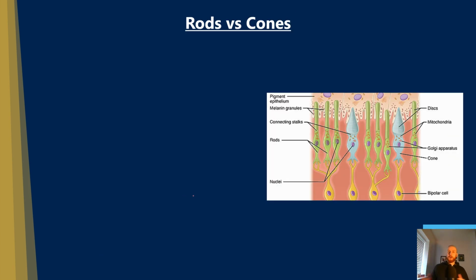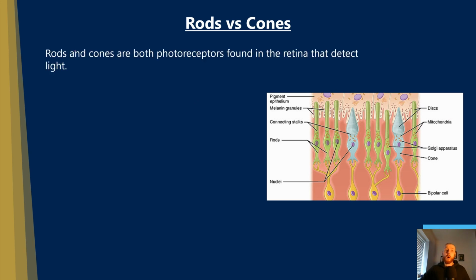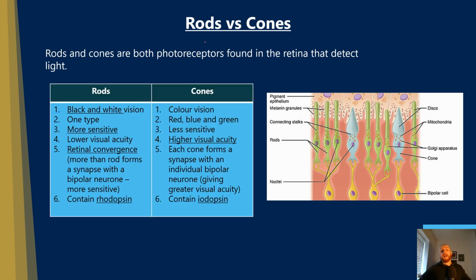So let's talk about rods versus cones, because in AQA A-level biology, this can come up. It really can. There's been loads of past paper questions on rods versus cones. So I've zoomed in a little bit here so you can see the rods and cones a little bit more clearly. And number one, rods and cones are both photoreceptors found in your retina. Now, I've produced a table here for us to look at them.